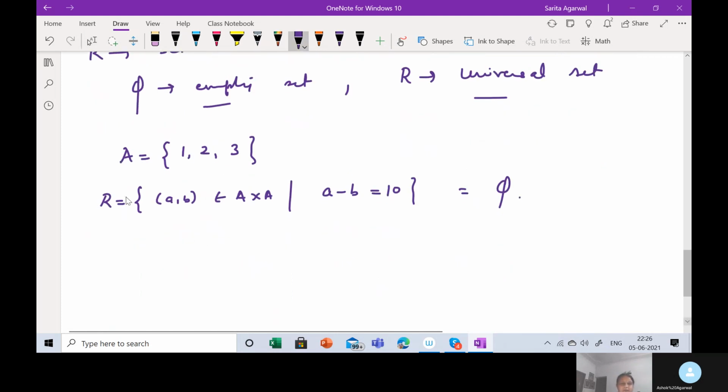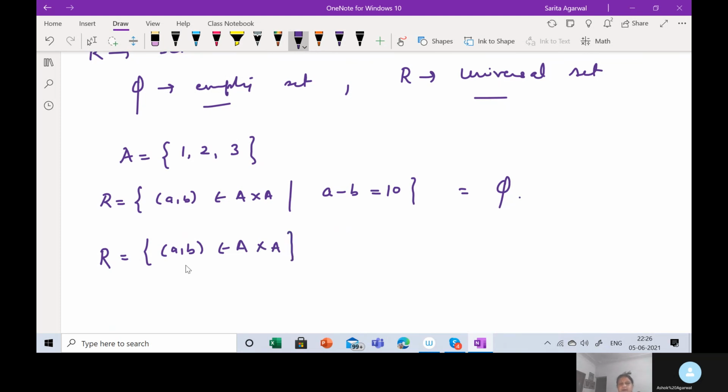It's a universal. We know that this R is a relation set. When we take A and B from A cross A, meaning the Cartesian product, it is this: we have 1,1, 1,2, 1,3. Then similarly we have 2,1, 2,2, 2,3.